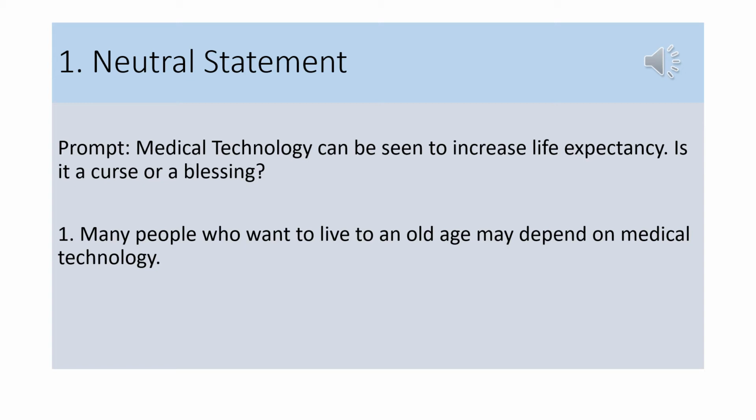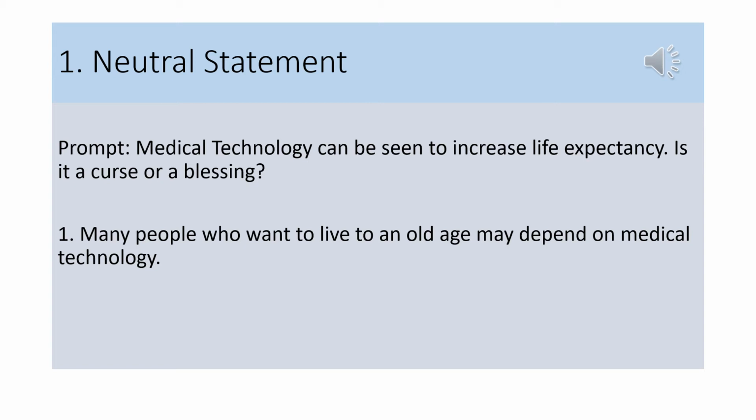Number 1, neutral statement. What you're trying to do here is take that first sentence they give you, medical technology can be seen to increase life expectancy, and just rewrite it in a different way. Take the object, life expectancy, and put that first if you want, and move medical technology to the end of the sentence, and just rewrite it so the meaning is the same. That's all you're trying to do. Just take the sentence they give you, rewrite it in a different way, make sure the meaning remains about the same. Here is the first example.